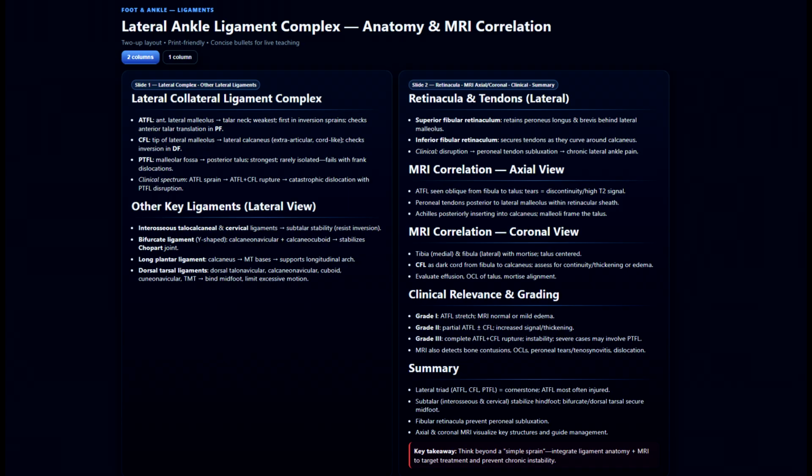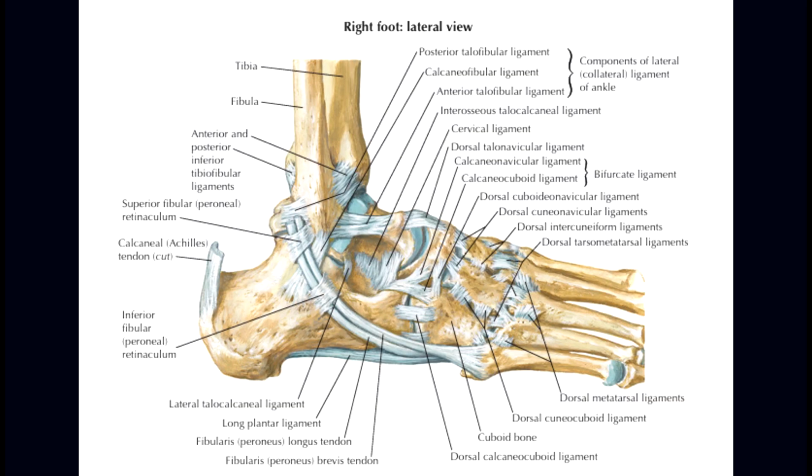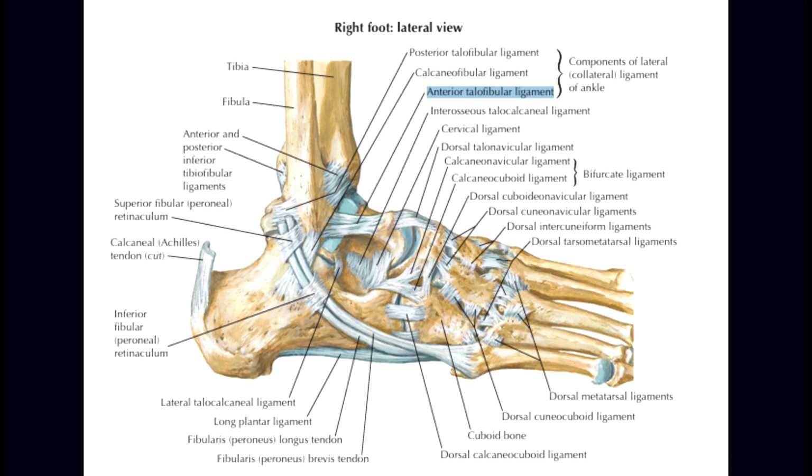We begin with the three classic components of the lateral collateral ligament of the ankle. The anterior talofibular ligament, or ATFL, extending from the anterior aspect of the lateral malleolus to the neck of the talus. It is the weakest of the three and the first to rupture in inversion sprains. It resists anterior translation of the talus when the foot is in plantar flexion.